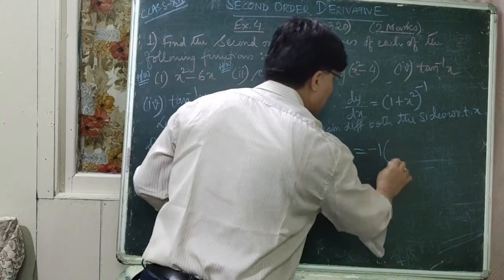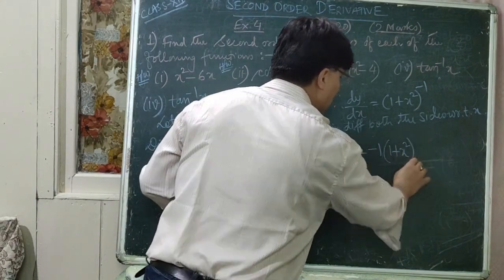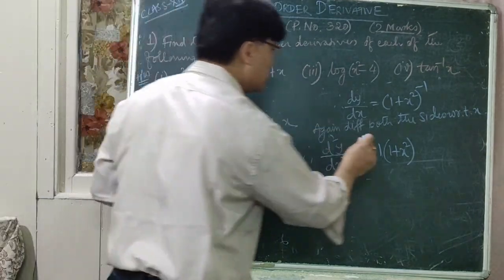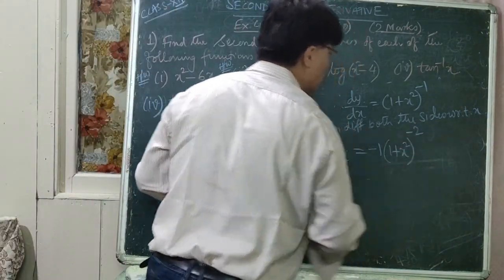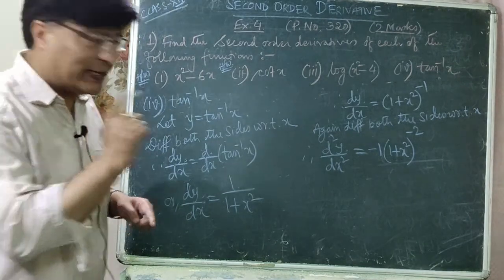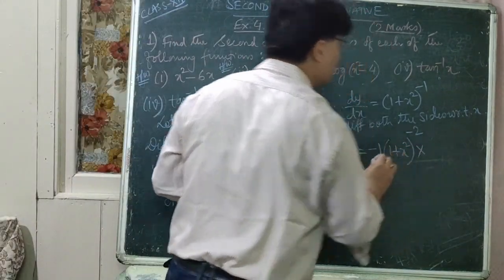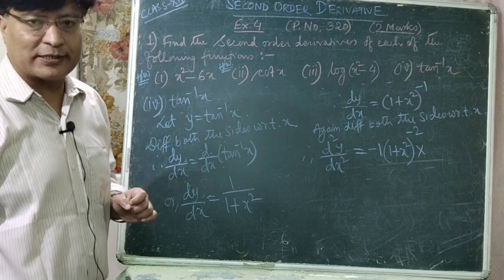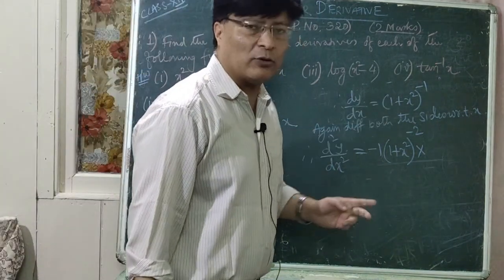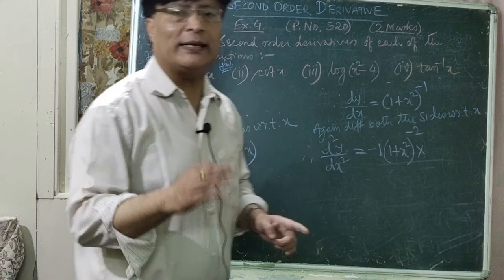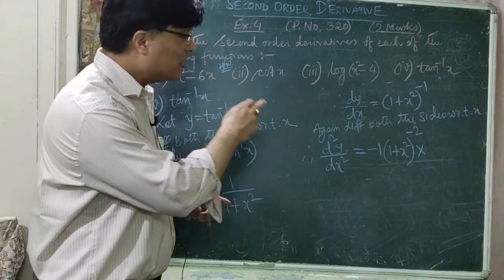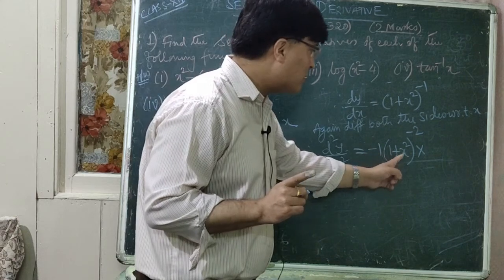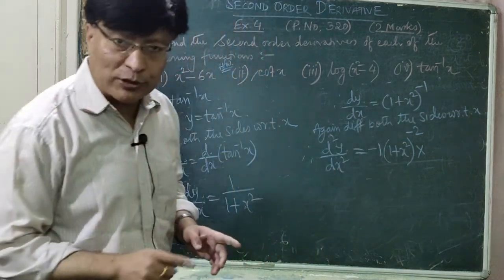What is x here? 1 plus x square whole to the power. Now you have to decrease the power by 1. That is minus 1 is minus 2. So again into, again you have to differentiate the term which is assumed as x. हामीले कुन चाहिँलाई x मानि लिएको हो? 1 plus x square लाई नै x मानि लिएको हो. त यति मात्रै यसको डिफरेन्सिएसन हुँदैन है. That is wrong. Minus 1 into 1 plus x square whole to the power minus 2 मात्रै लेख्नु wrong हुन्छ.